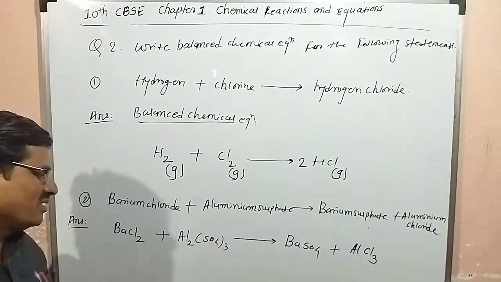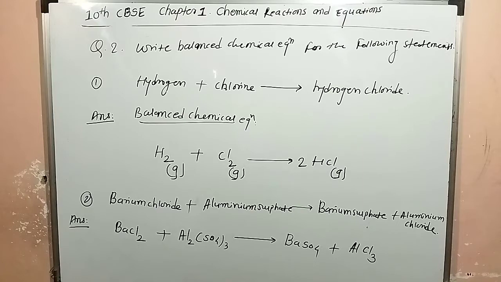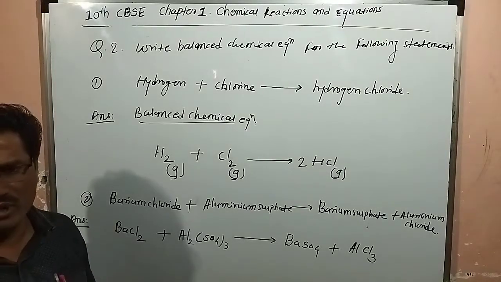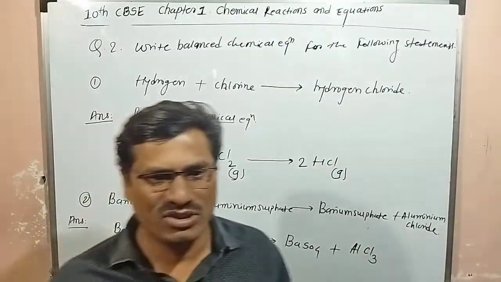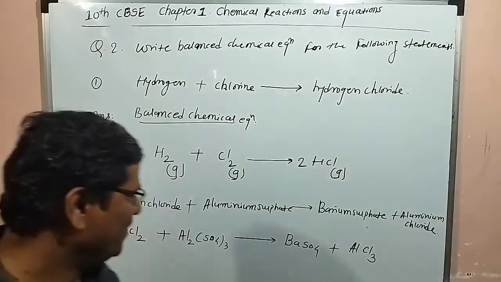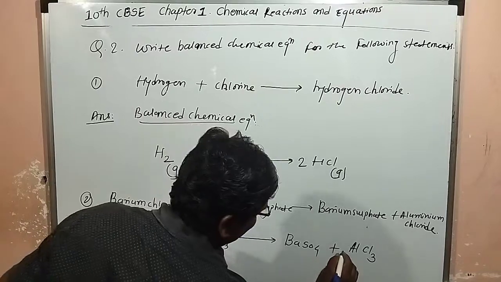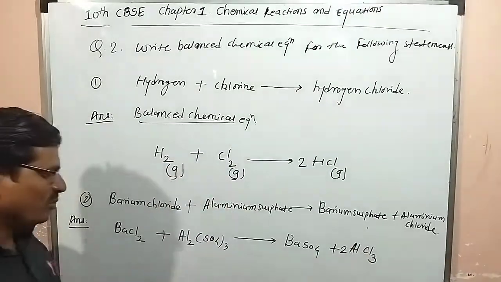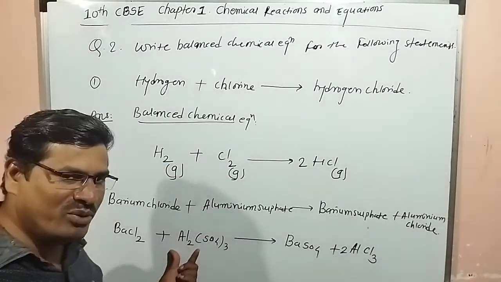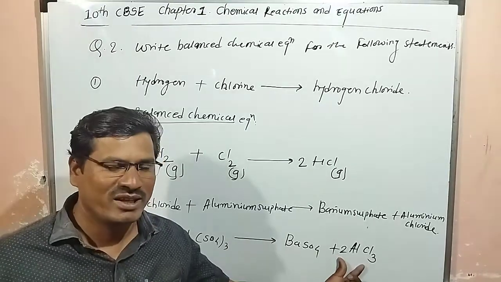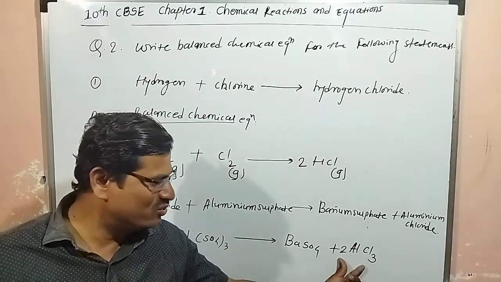Now we have to balance this chemical equation. So what you can do, you will get some tricks. Here aluminium is 2, so we'll multiply here by 2. So aluminium will get balanced. Here 2 aluminium are there, so we have multiplied the right side by 2.